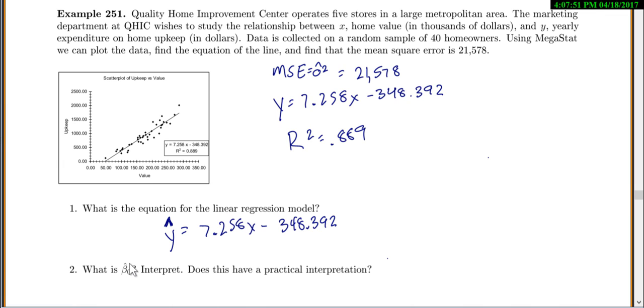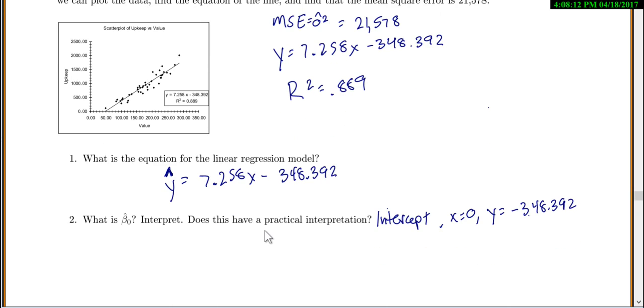What is beta 0 hat? Interpret it. Does it have a practical interpretation? So this is asking for our intercept, so saying when x equals 0, y equals what? In our case, our intercept is negative 348.392. So our estimate for the intercept is again this negative 348.392. Now let's interpret it.